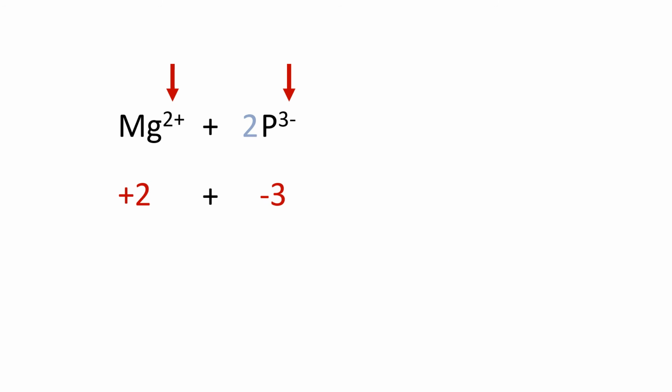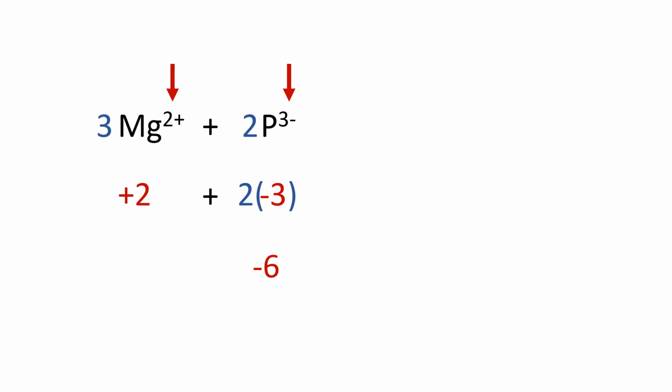Well, what if we double the phosphide? Each phosphide contributes a negative 3 charge, and if we double that, the overall contribution is going to be a negative 6 charge. Let's stop right here and ask ourselves, what can we do to the magnesium ion in order to match this negative 6 that the phosphide is giving us? Well, we know 2 won't do it because if we double the magnesium, that only gives us a positive 4.